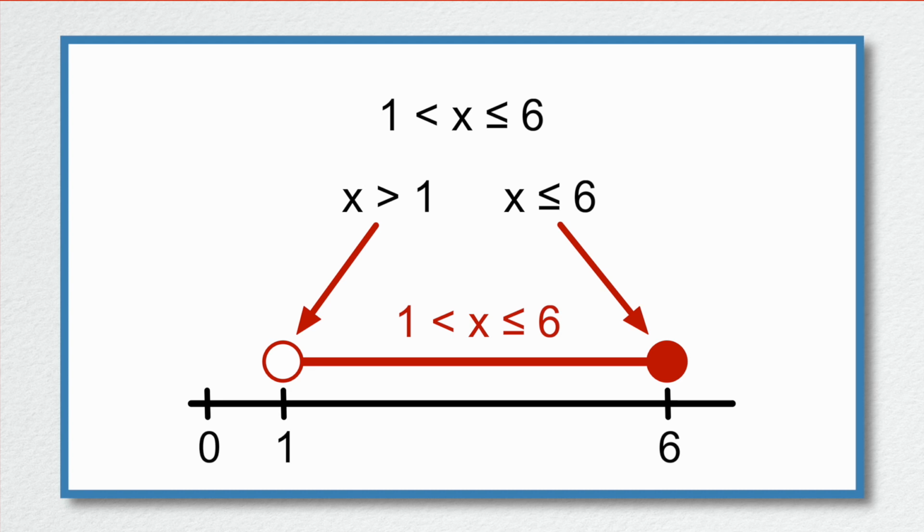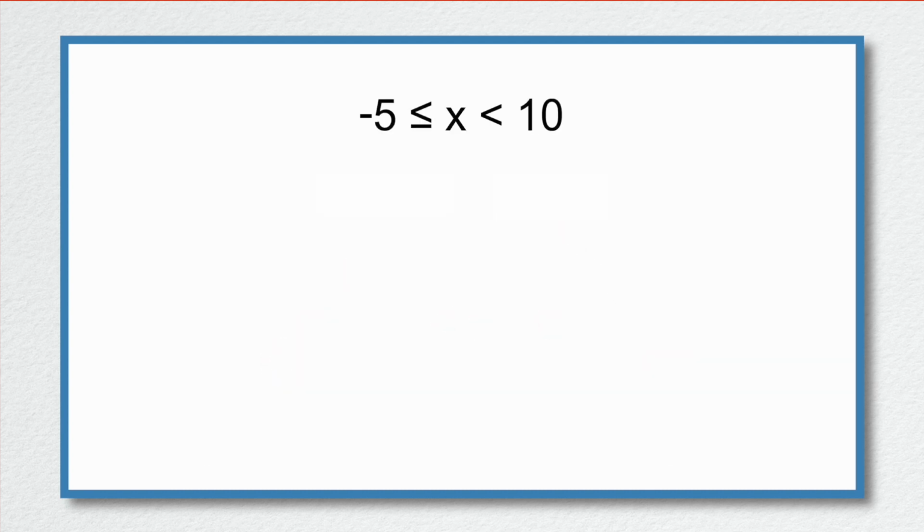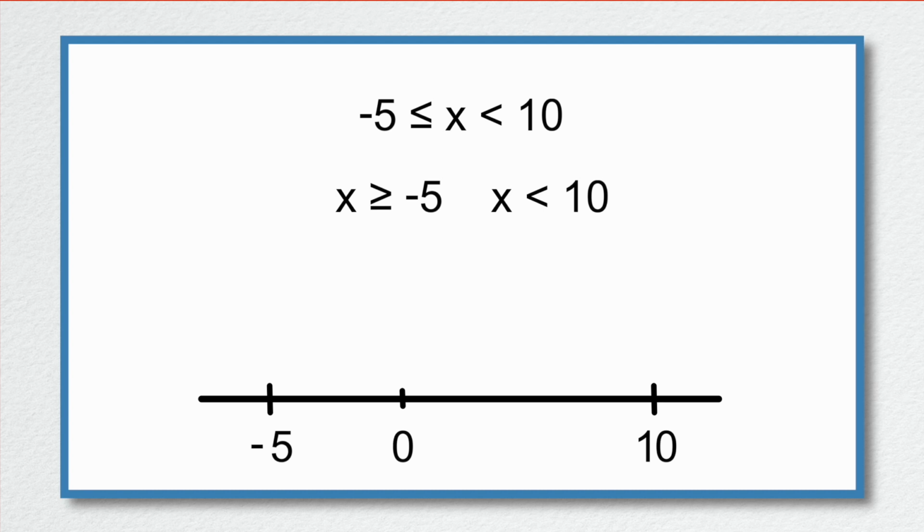Let's try another one. Again, let's break the inequality up. So we have minus 5 is less than or equal to x, which means that x is greater than or equal to minus 5. And we also have that x is less than 10. So this inequality is saying x is greater than or equal to minus 5 and less than 10. So let's put our limits on a number line. Here's minus 5 and here's 10. And our range is between these two limits.